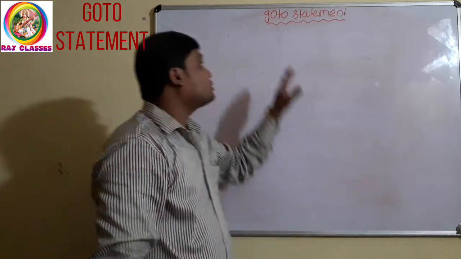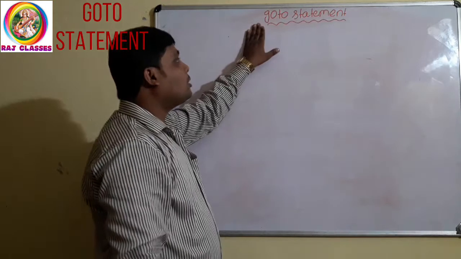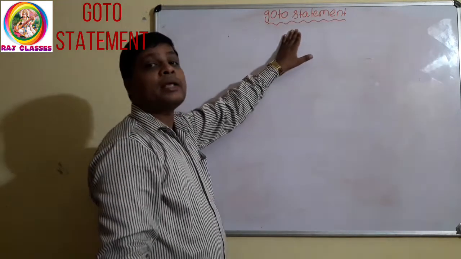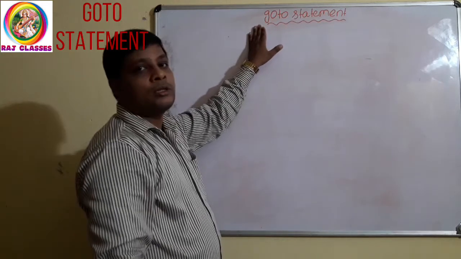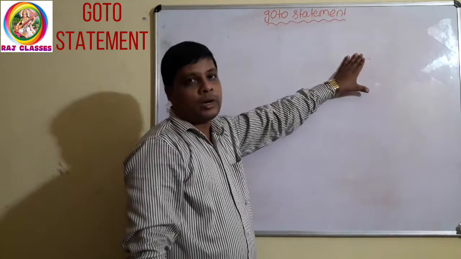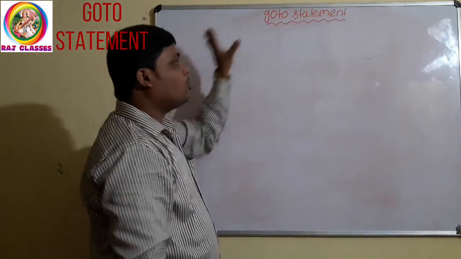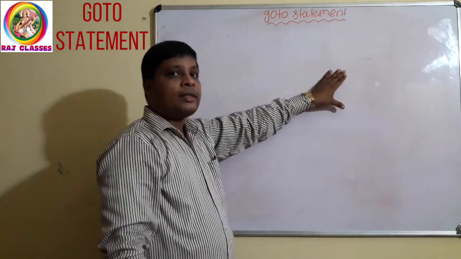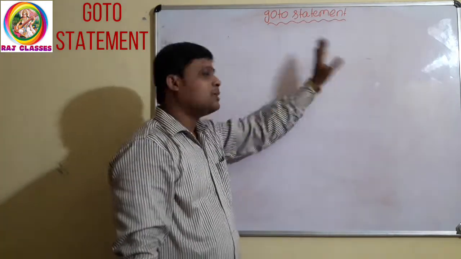Today we will discuss the goto statement. It is an unconditional decision making and branching control statement. It transfers the control from one part to another part in the program. That means from one statement to the part where the matching label is found.